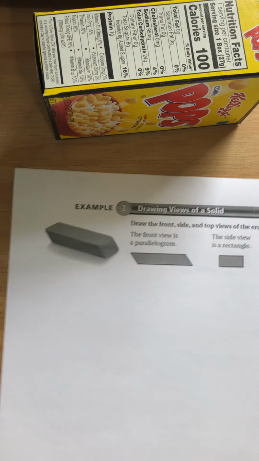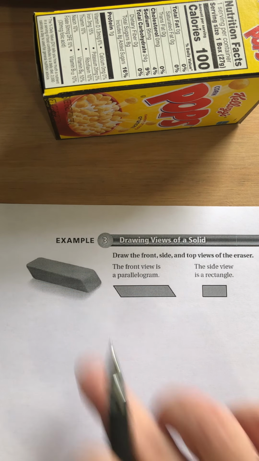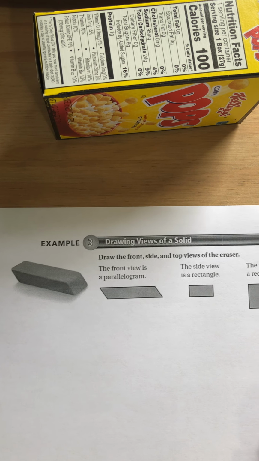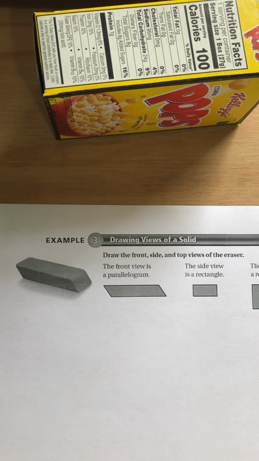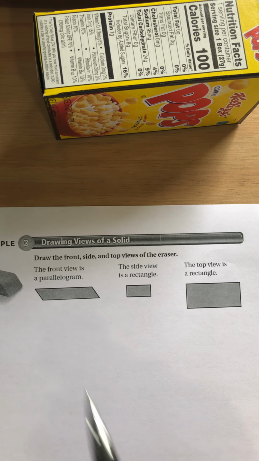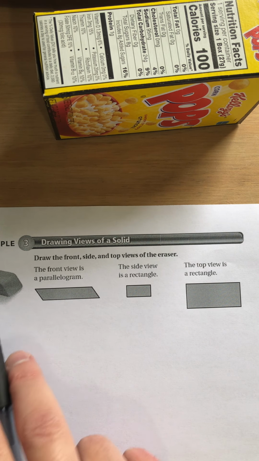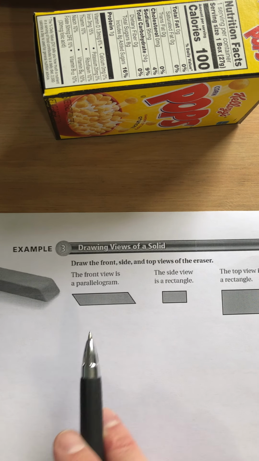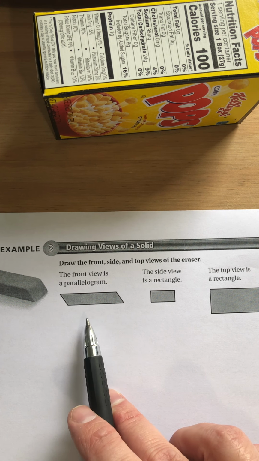Our next phase will be looking at views of a solid. So here's one of those old school erasers. It kind of looks like a trapezoid if you look at it from the side. And that's exactly what they've drawn. Is the front view, if you look at it from the front facing this way, what you'd see is a trapezoid laying on your desk.